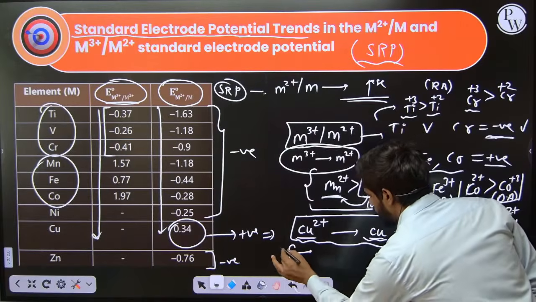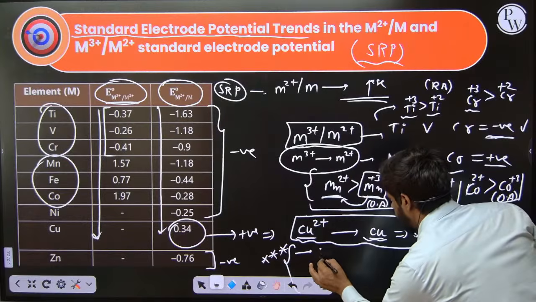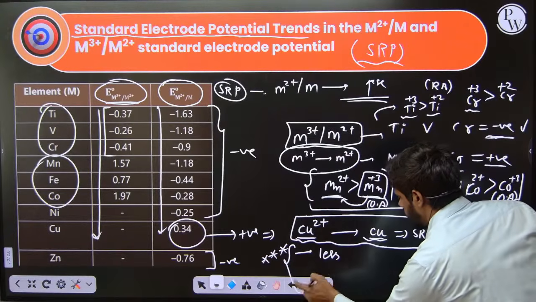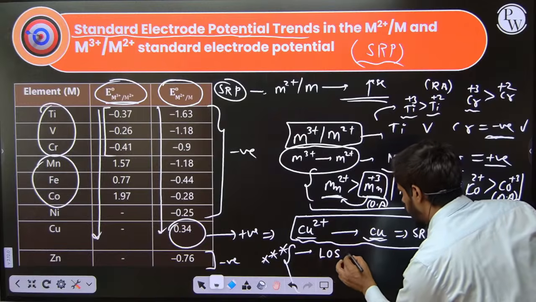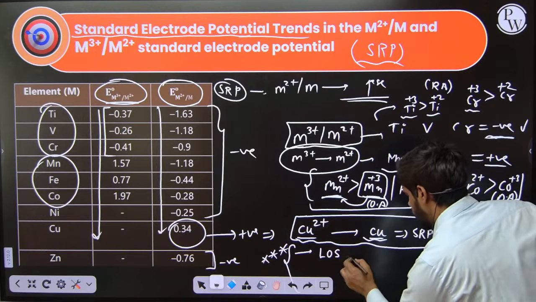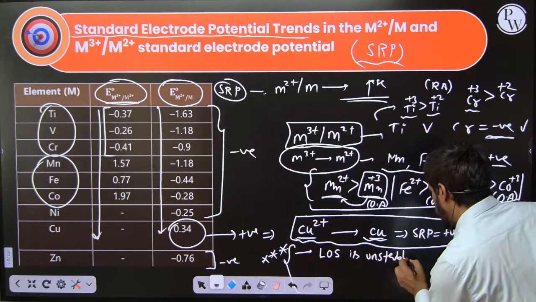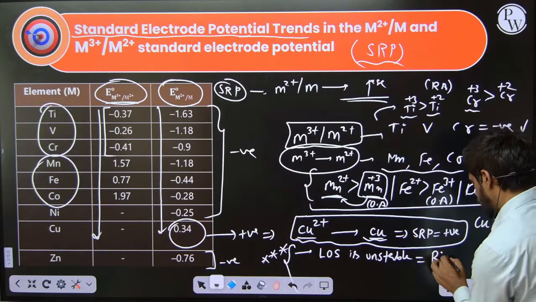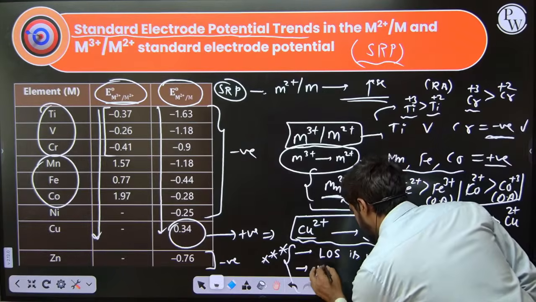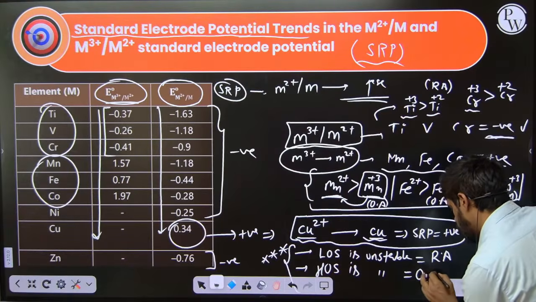That is a very important point to remember. If the lower oxidation state is unstable, then it will work as a reducing agent. If the higher oxidation state is unstable, then we can say it is an oxidizing agent.